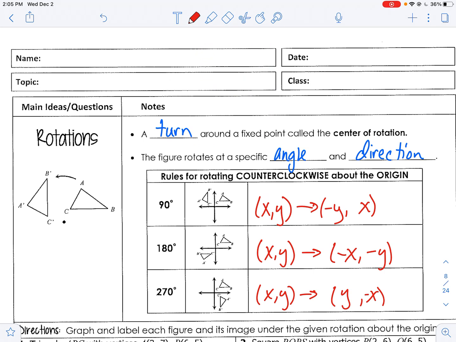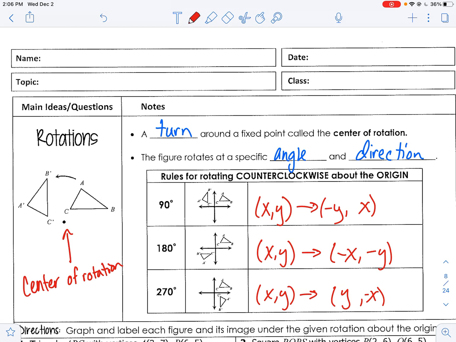Notice how my triangle ABC, the pre-image, is rotating. That triangle is rotating around this center of rotation. And it's very important that you note that it's going counterclockwise. So ABC, my pre-image, goes to the image. It's going to rotate counterclockwise toward A prime, B prime, and C prime.